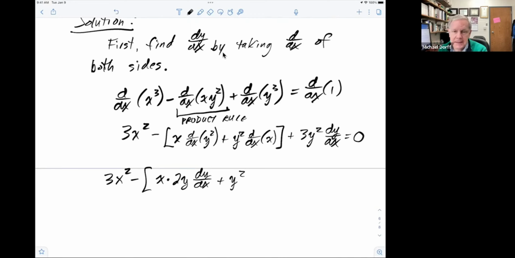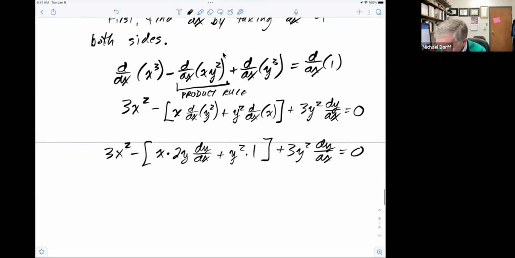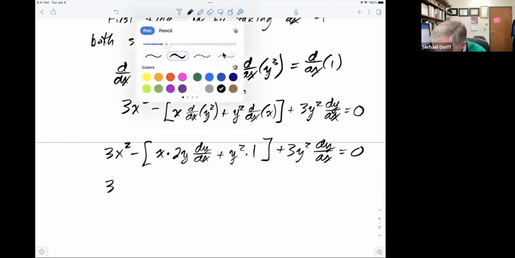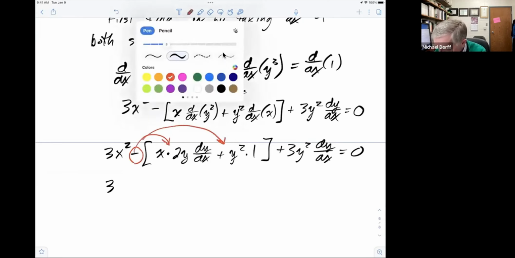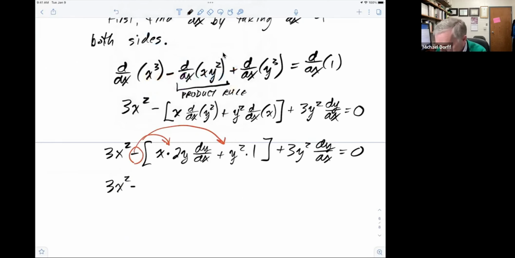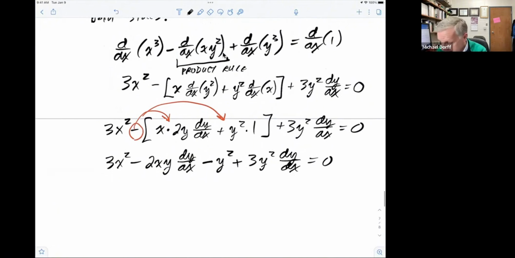And then I do d/dx of x, which is just going to be 1, and 3x squared dy/dx equaling 0. And now I'll make sure I distribute this negative sign to both terms inside the square brackets, so that I have 3x squared minus 2xy dy/dx, and then minus y squared, plus 3y squared dy/dx. And then what do I do next?